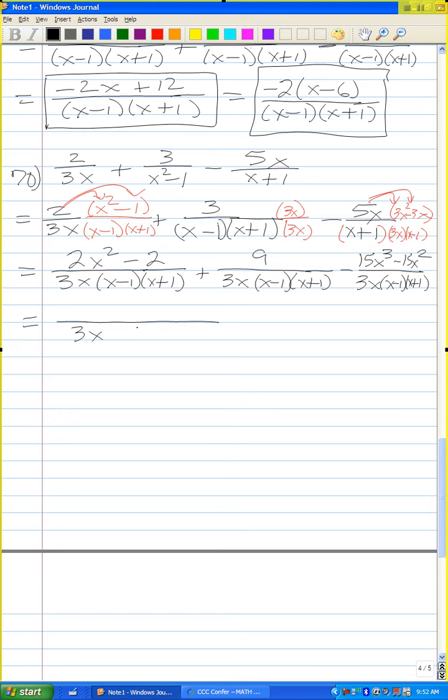So this is equal to, well, I have a common denominator, so let me write these all over the common denominator. And now let me add all these numerators. So I get a negative 15x cubed, 2x squared minus a negative 15x squared, same as 2x squared plus 15x squared, 17x squared, minus 2 plus 9 is plus 7. And that is your answer.